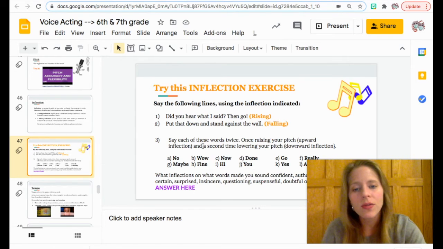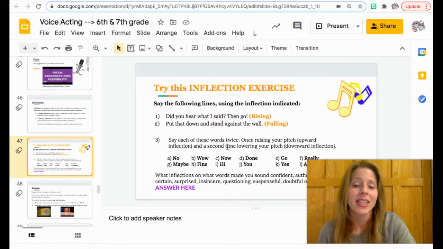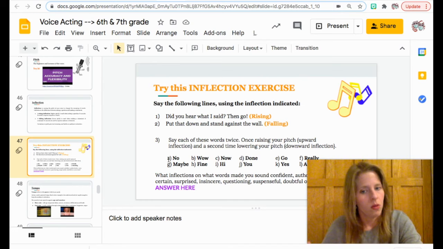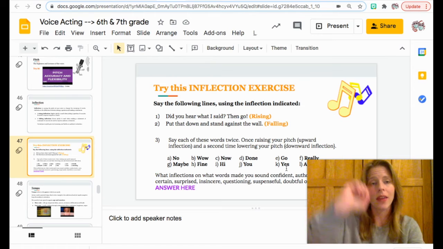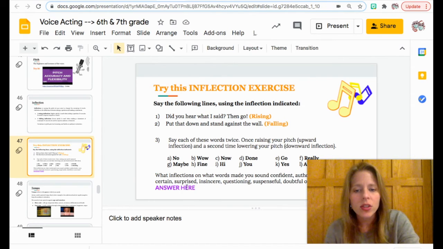And then you're going to say each of these words twice. Once raising your pitch upward, and then a second time lowering your pitch downward. So you're going to say A through L once all the way through, going up, and then again all the way through, going down, okay? And then you're going to answer this question.